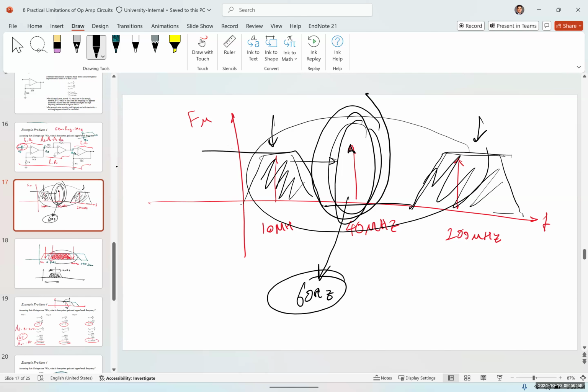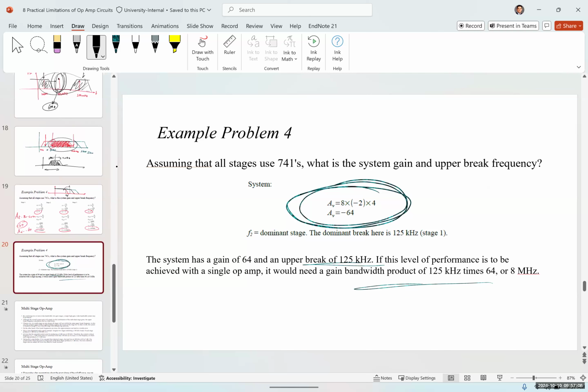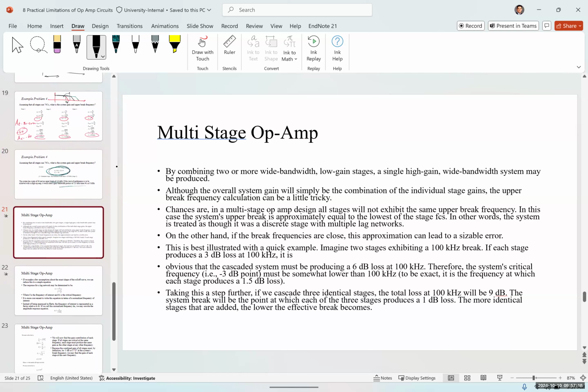But we're going to get in depth again towards the end of the semester. We have one chapter, chapter 9, that is dedicated to this. So let's go back. We have a system that has some limitations. We want to increase its gain. To increase its gain, we will build a multi-stage op-amp. But in the multi-stage op-amp, the upper cutoff frequency is going to be equal to the lowest upper cutoff frequency of each stage, and the overall gain is going to be the multiplication of all the gains.